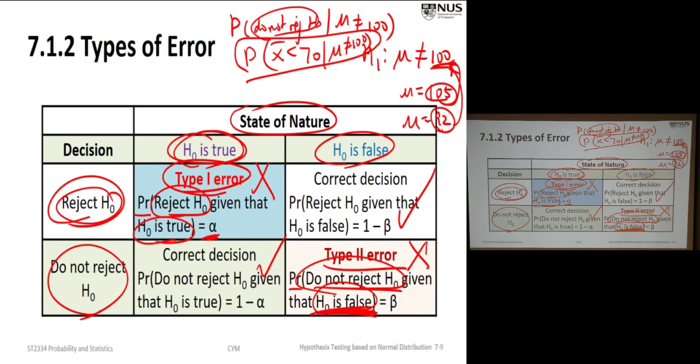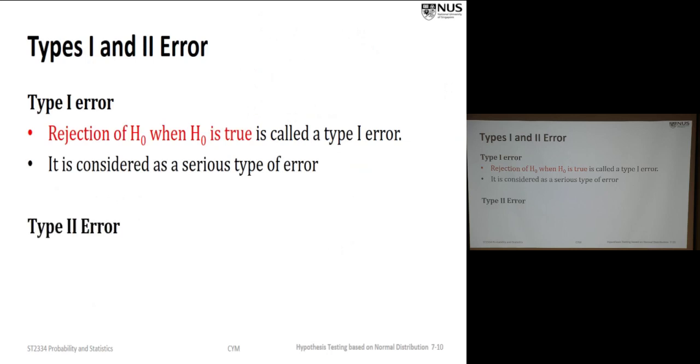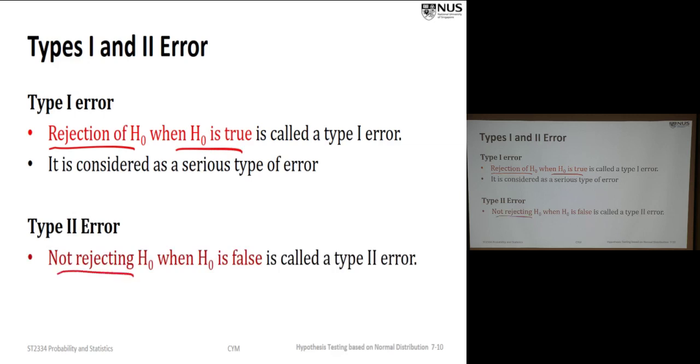So that's why I need to specify a value of mu, which is not 100, which is a member of the alternative hypothesis, in order to compute the probability. All right? So although the statement says that the null hypothesis is false, in order to compute this probability, I need to specify the value of mu which belongs to the alternative hypothesis. Okay. So this is type 1 error, rejecting H naught when H naught is true. Not rejecting H naught when H naught is false, that's type 2 error.